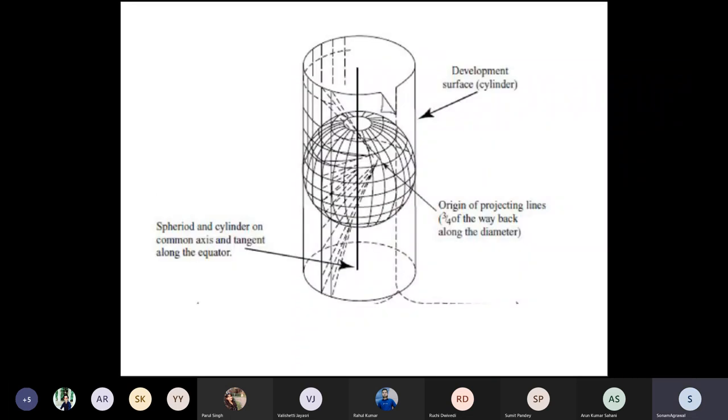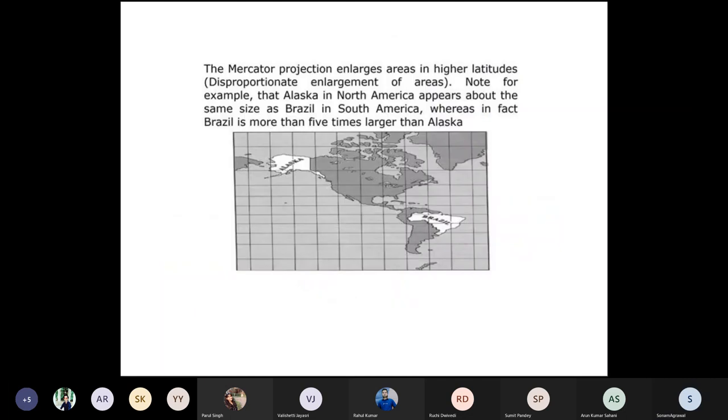This one is the diagram. You already know spheroid and cylinder on common axis, and tangent along the equator. Developing surface will be the cylinder. Origin of projection lines 3/4 of the way back along the diameter. The Mercator projection enlarges the area in higher latitude. Okay. For example, Alaska in North America appears about the same size as Brazil in South America, whereas in fact, Brazil is more than 5 times larger than Alaska.